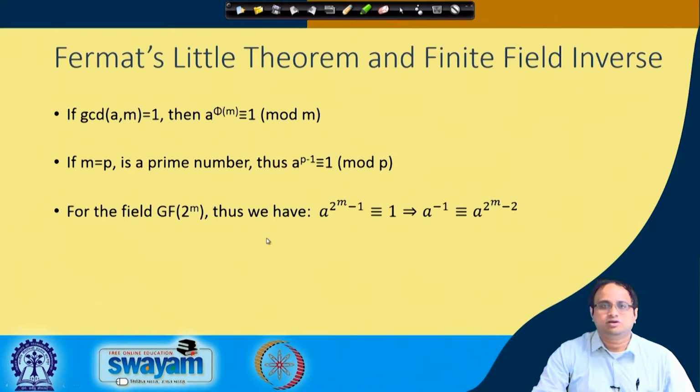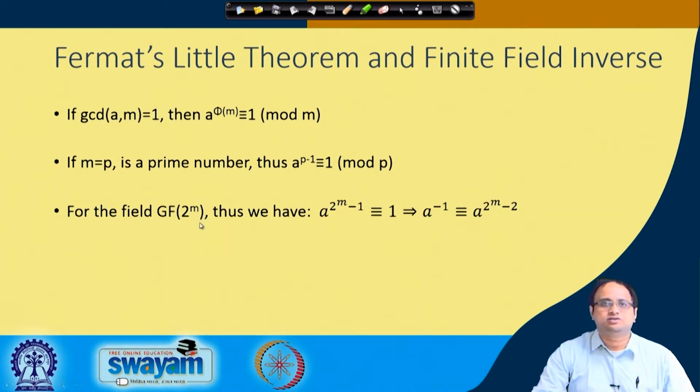Okay. So, for example, if I take the greatest common divisor of a and m as 1, then I can write a to the power of phi m is congruent to 1 modulo m. This equation is also called Euler's theorem. Fermat's little theorem is actually a special case of Euler's theorem, where m is a p which is a prime number. And if it is a prime number, then I can write phi of p as p minus 1. So, what we get is a to the power of p minus 1 is congruent to 1 modulo p.